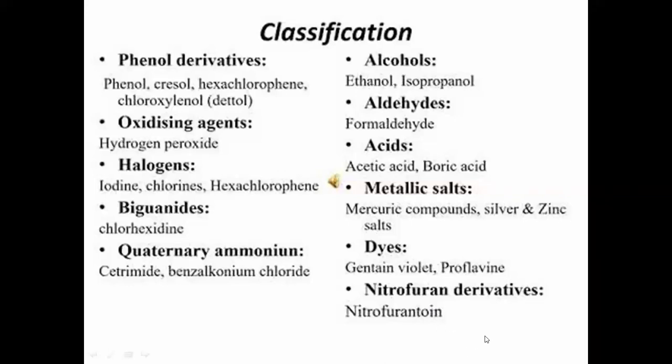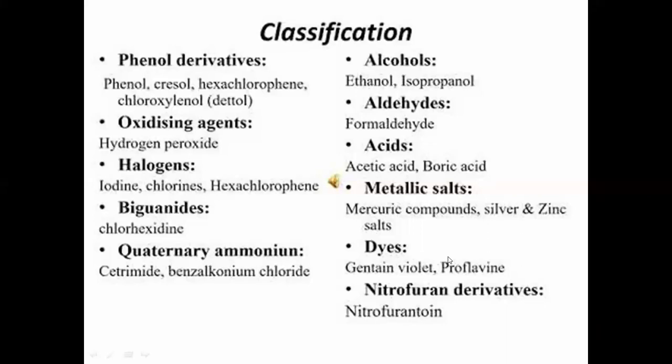Then next is thimerosal. It is also used as an antiseptic in the heavy metals. Thimerosal is used in sterilization of skin and mucous membrane. Then next, dyes. What are the examples of antiseptic dyes? Gentian violet and proflavin. Gentian violet dyes and proflavin dyes.